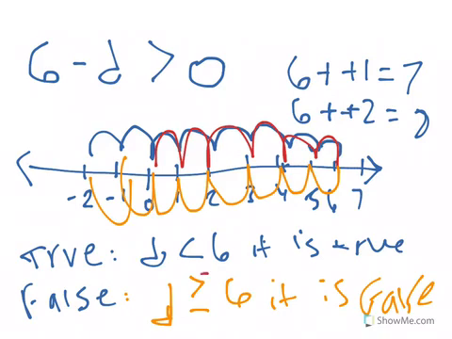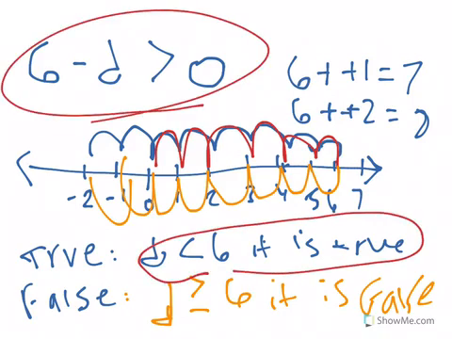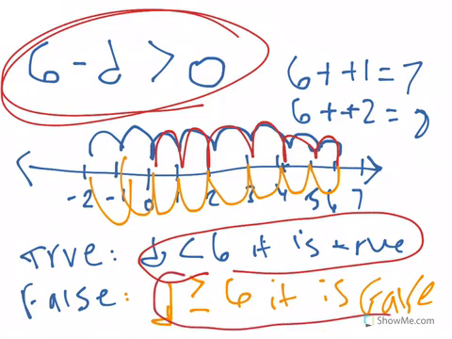So here, this equation, 6 minus D is greater than 0, is true when D is less than 6. When D is 5, 4, 3, 2, 1, 0, negative 1, negative 2, negative 3, anything to the left of 6 on the number line, you could plug it into that equation, and that would still be an inequality, I should say. That would still be correct. But if you put in 6 or anything bigger than 6, then all of a sudden it's not true. So we would say if D is greater than or equal to 6, then it is false. Okay?